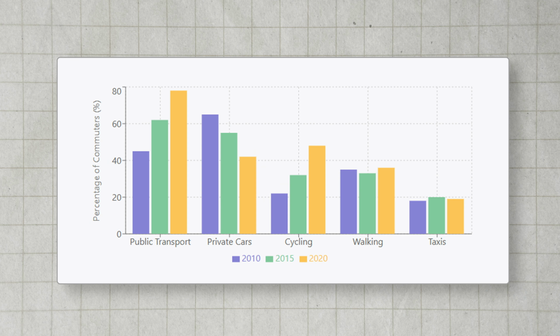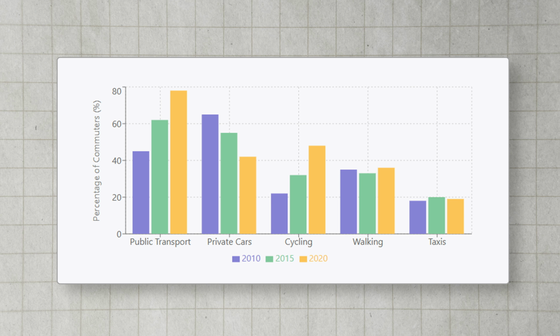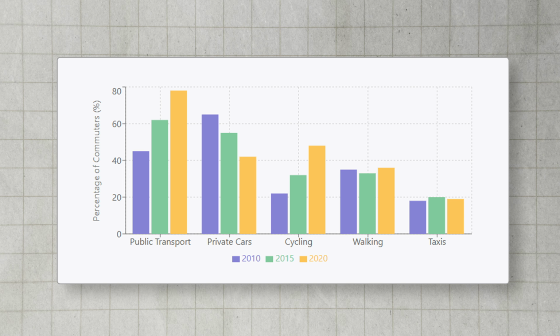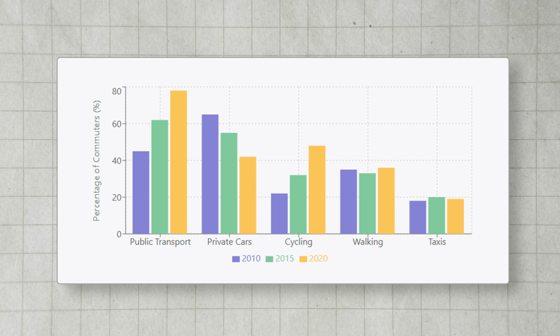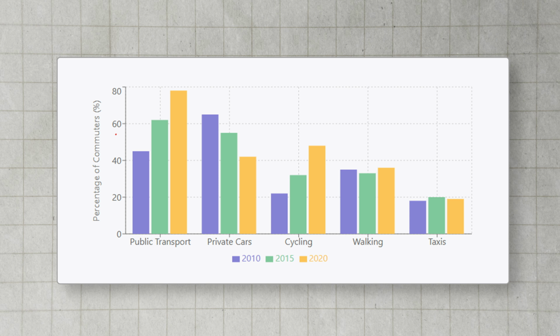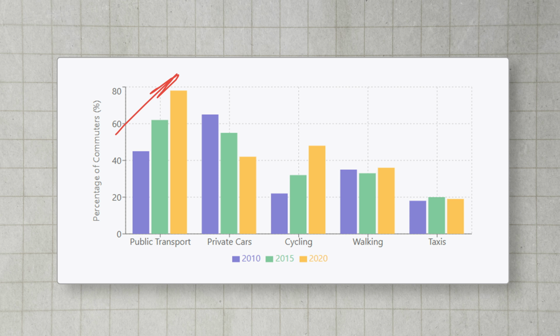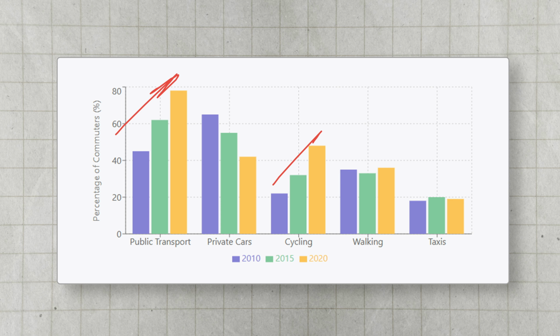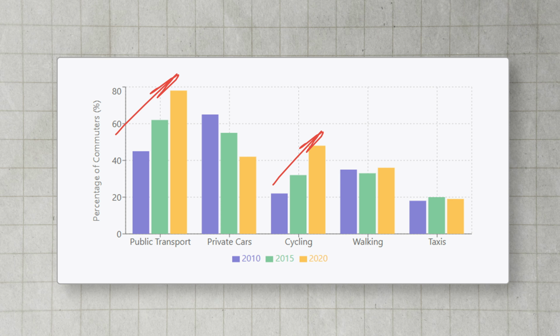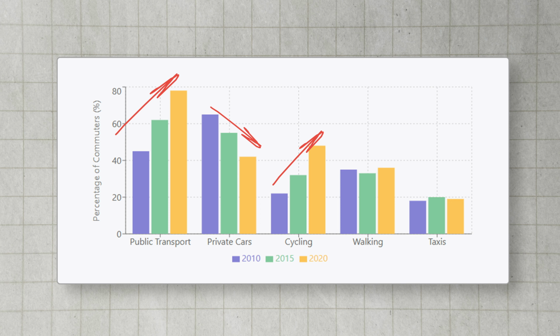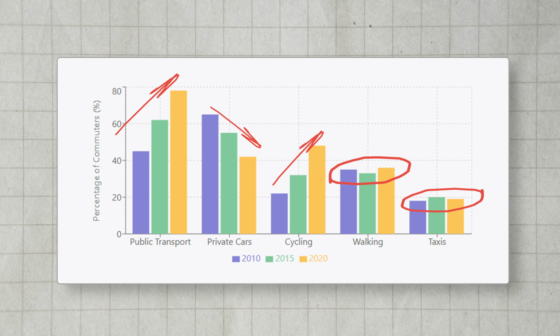Looking at this chart, what stands out first to you? Focus on big changes as well as similar trends and patterns. For example, for public transport, we can see that it has an upward trend, as does cycling. Private car shows a downward trend, and walking and taxis remained relatively stable.